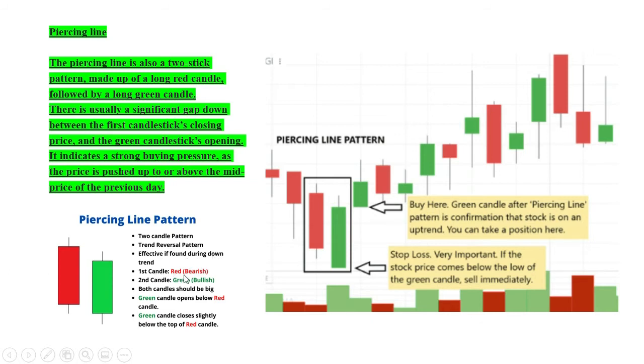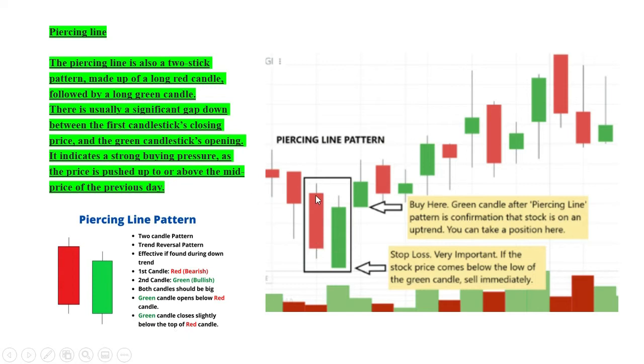The first candle has to be red and bearish. The second candle has to be green. But both candles should be big, and the green candle opens below the red candle. The green candle has to close slightly below the top of the red candle. So now, what does that mean?